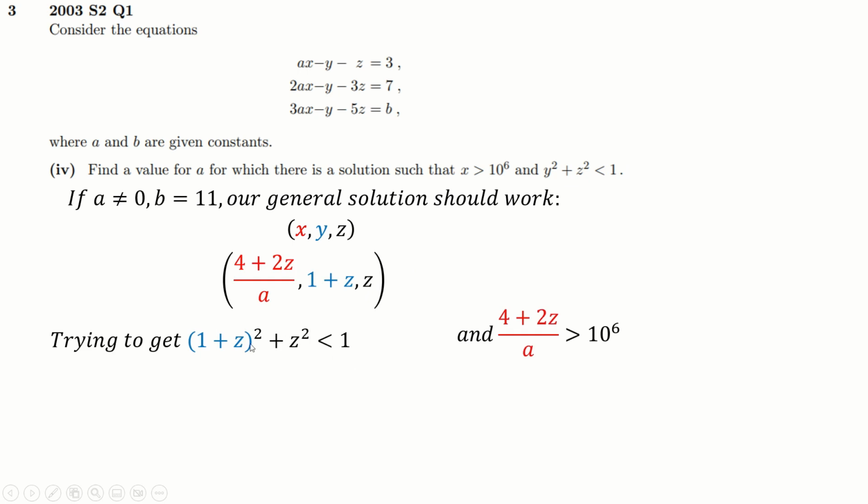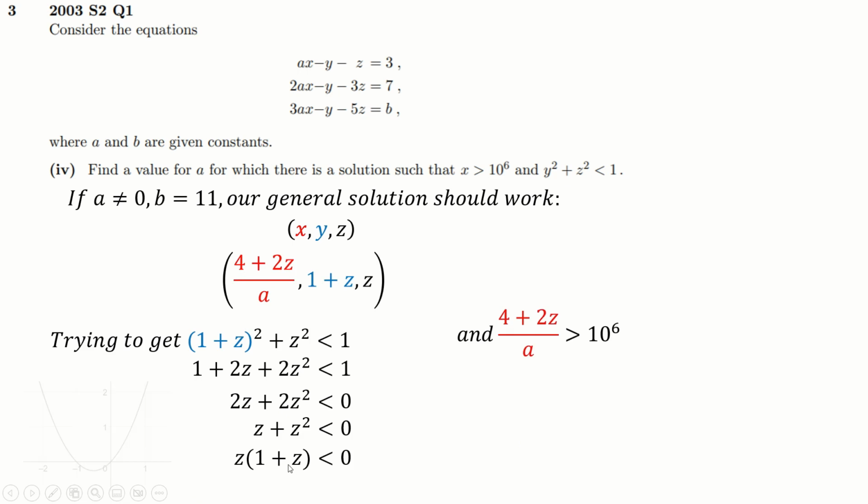Let's start with this one, expand the whole thing out and simplify, and we end up with this. This is, of course, just 1 plus 2z plus z squared, add z squared to get this. Take away 1 from both sides, factorize, or divide by 2 and factorize. We have solutions at z is 0, z is -1. So therefore, to be less than 0, we need to be in between those two roots. So we want z to be doing these two things. It just says find a value for a for which there is a solution that happens this.